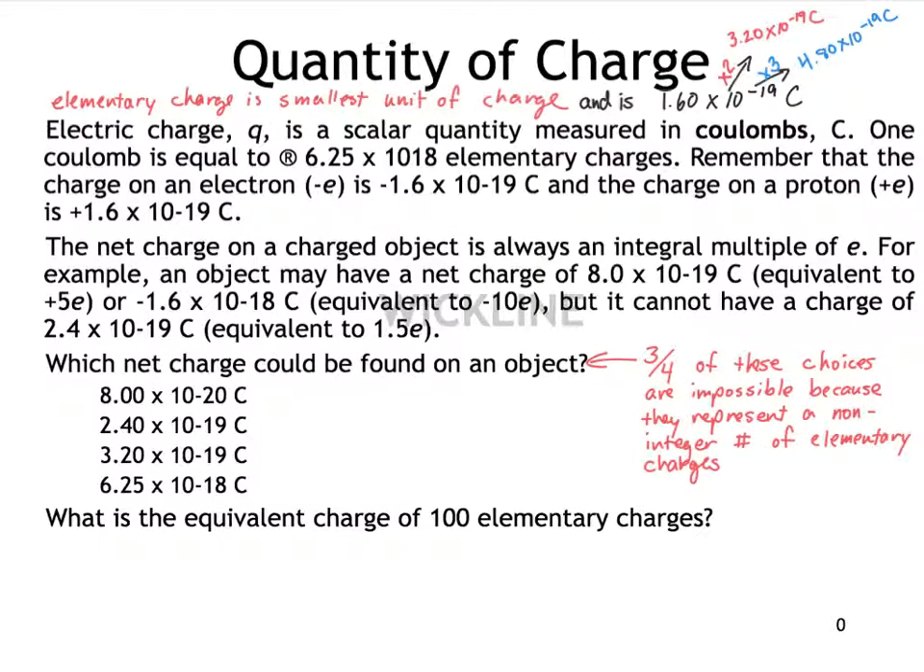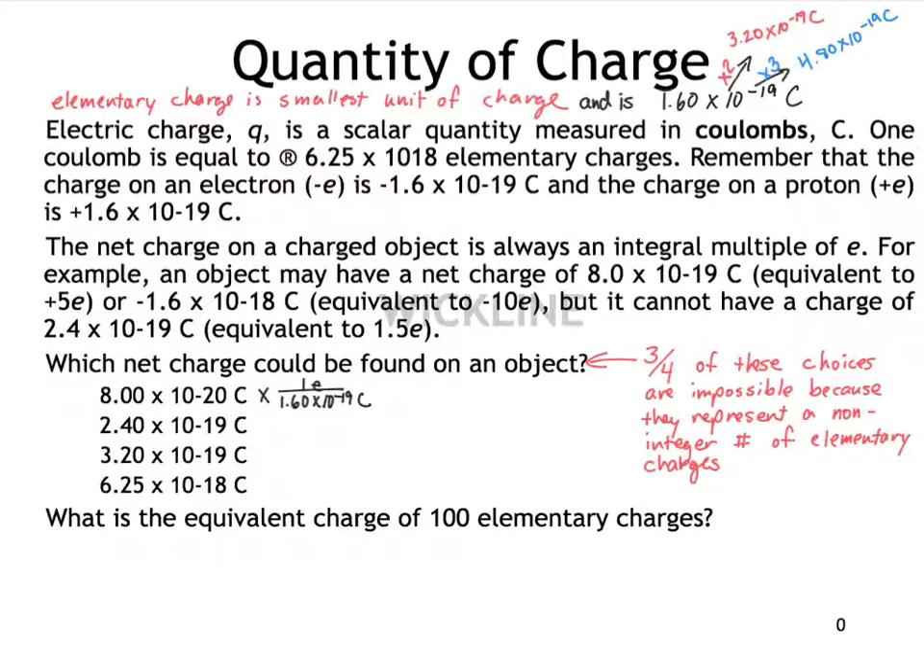But if I'm able to convert one of these numbers to elementary charges and it turns out to be like a fraction or a decimal, so it's not an integer, then I know that that's not an answer and that's an impossible charge. So we'll start here. Let's take this and convert it into elementary charges.